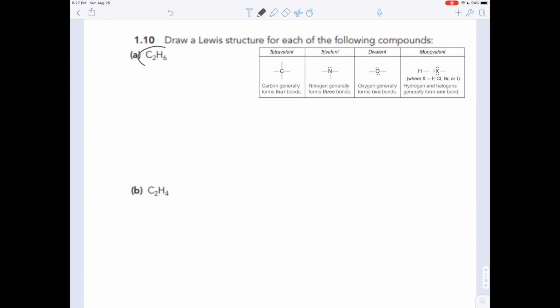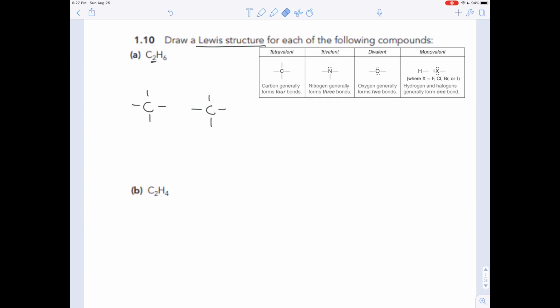So here what they're giving us is the molecular formula, the number and the type of each atom in the molecule, and they're asking you to draw the Lewis structure for the whole molecule. And to do that, the first step would be to draw each of these atoms with the number of bonds it can form. So for example, we have 2 carbons. Each carbon can form 4 bonds. So I would draw carbon twice with the 4 bonds there.